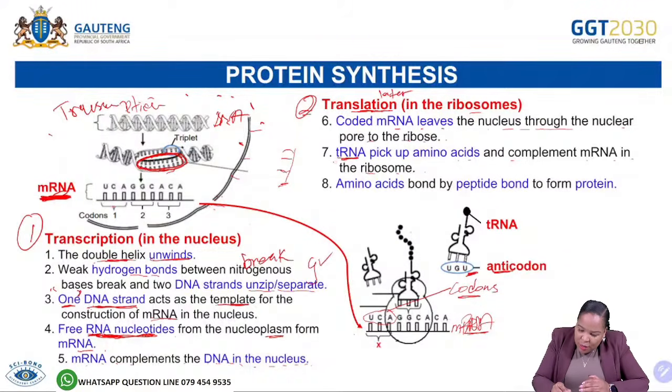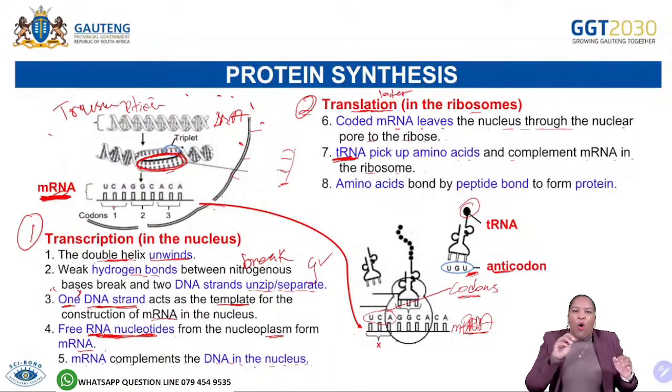So let us go back to step number 7. What is going to happen? tRNA is going to bring about the required amino acid by doing what? By complementing the codons on mRNA, meaning it's going to pick up what? It's going to pick up all the nitrogenous bases that will be complementing the triplets on mRNA.